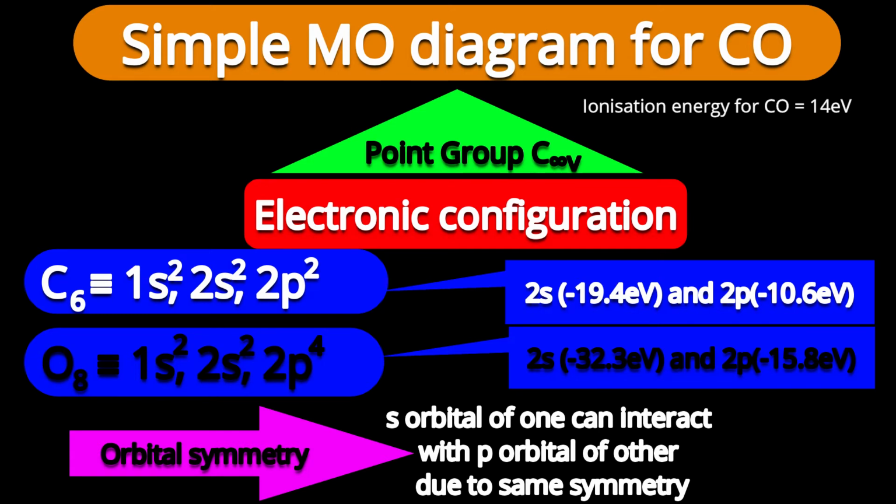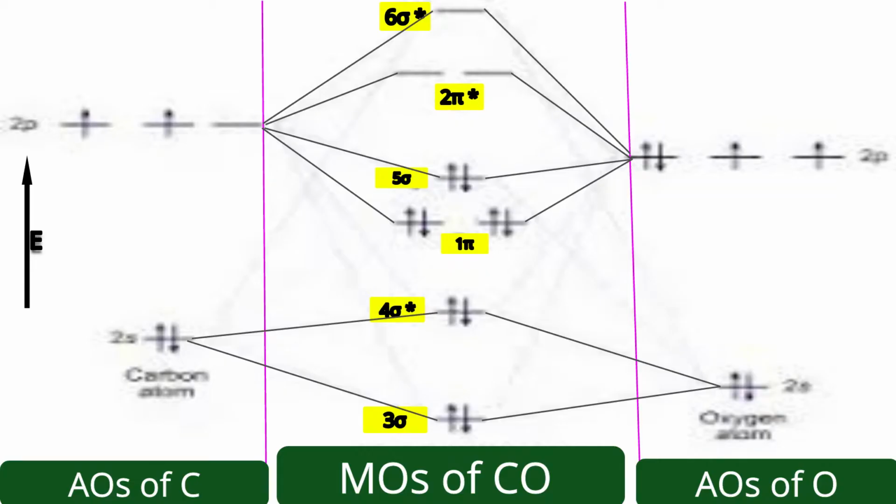An important thing is written in small font at the top about the ionization energy of carbon monoxide. This will come into use later. See here, the simplest MO diagram for carbon monoxide. The 1s orbitals are not shown here, but they are there. The lowest orbital is the 2s orbital of oxygen, and the 2s orbital of carbon is higher than that. The 2p orbitals of oxygen are lower than the 2p orbitals of carbon, meaning that since oxygen is more electronegative, its respective orbitals are of low energy.